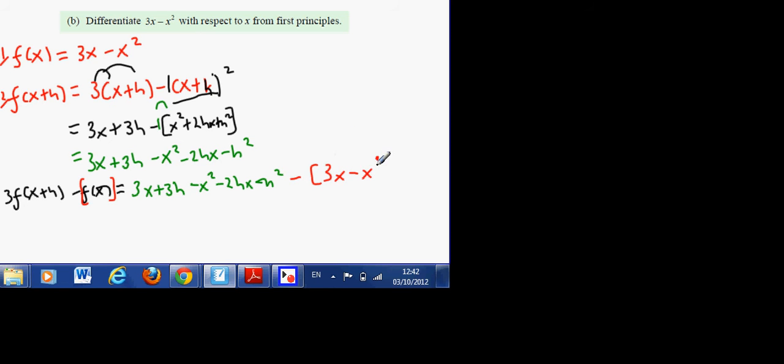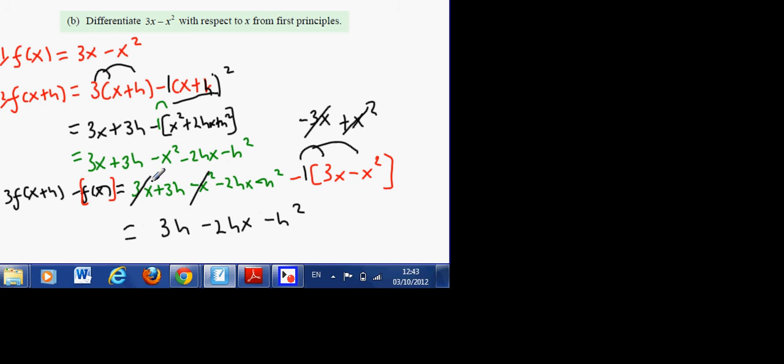Now if you're in a test and you don't want to keep writing out line after line after line, what I suggest you do is this. Minus 1 multiplies in. You know it's going to be minus 3x. And minus 1 times x squared is plus x squared. Now all of a sudden they're going to start striking off. If everything in the next line does not have an h in it, you've gone wrong. Okay? So what happens here is 3x minus 3x cancels with plus 3x. X squared plus x squared cancels with minus x squared. And what we're going to be left with here is 3h minus 2hx minus h squared.